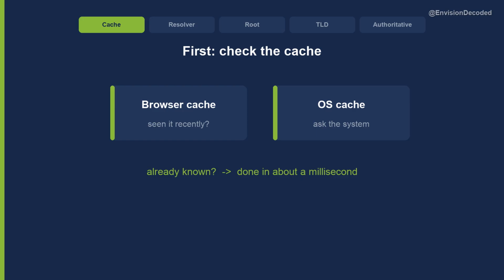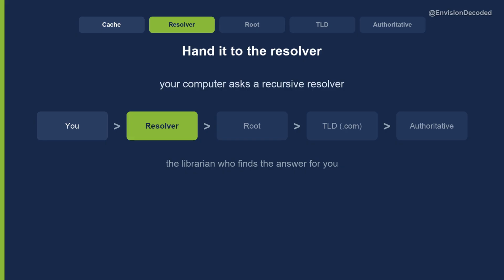If it is not cached, your computer hands the question to a recursive resolver, usually run by your internet provider or a public service. Think of the resolver as a helpful librarian who will go and find the answer for you. It does all the running around, so your computer does not have to.